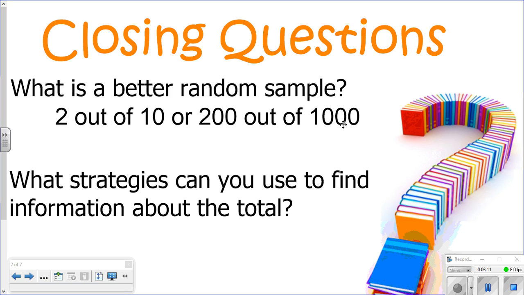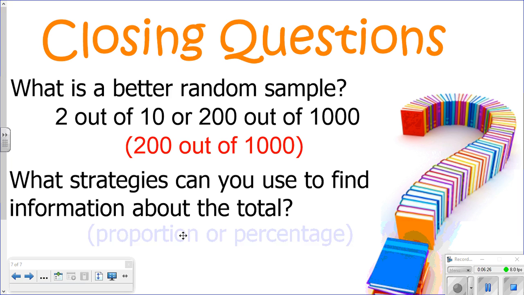So which is a better random sampling? 2 out of 100, 2 out of 10, or 200 out of 1,000? Well, obviously the 200 out of 1,000 is going to give you a better estimate. What strategies can you use to find information about the total? You can set it up as a proportion with your sample or as a percentage.